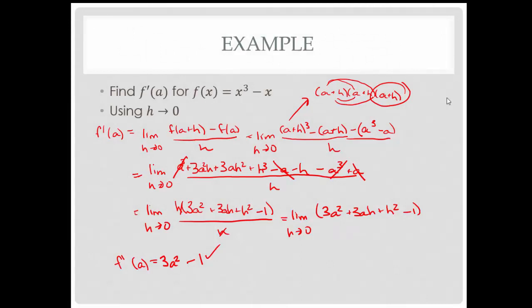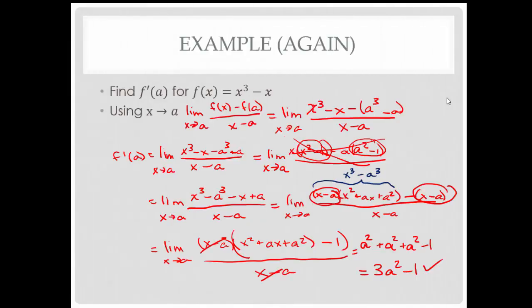So the reason that we use the h goes to 0 limit more often when we're trying to do these algebraically, you need fewer factoring tricks to cancel out an h than you do to cancel out an entire x minus a. So you do get the same answer. They both work, but generally for these, the h goes to 0 is going to be just a little bit easier.